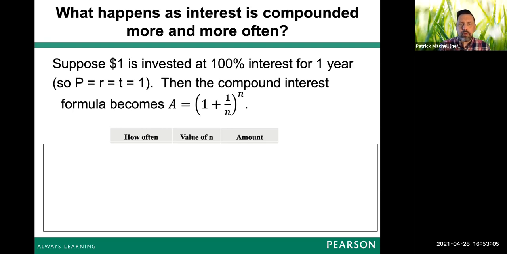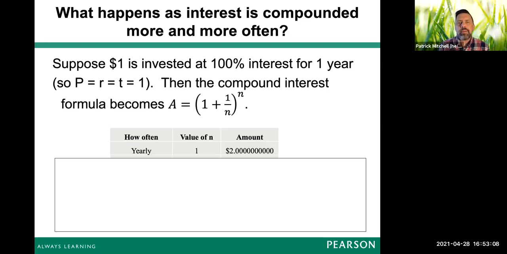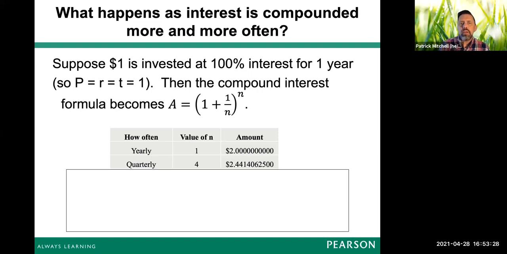So for example, if I only compound your interest 1 time at the end of the year, then I think it makes a lot of sense that at the end of the year, your account is going to have $2 in it, right? On December 31st, I'm going to calculate your 100% interest, and that's going to be $1. So I'm going to add $1 to your account.